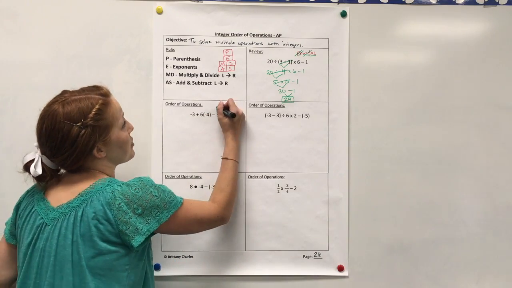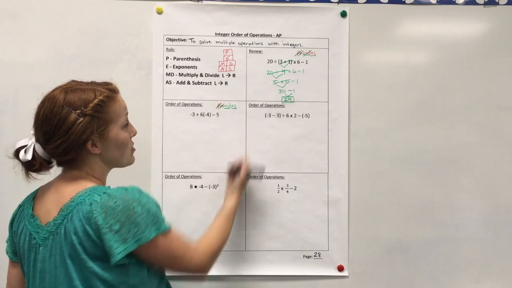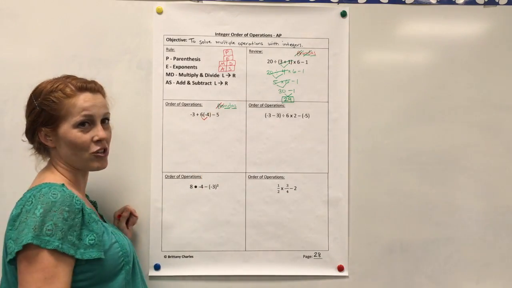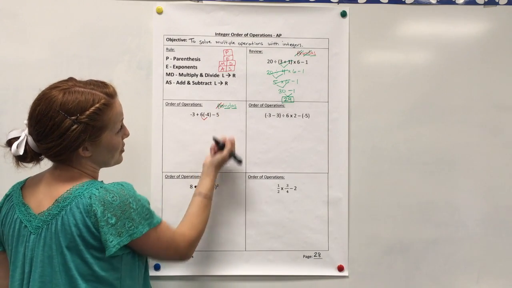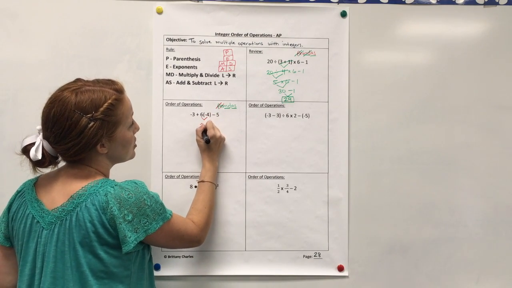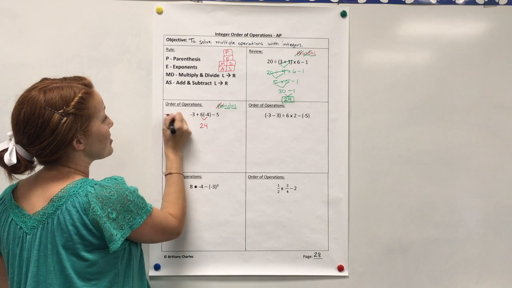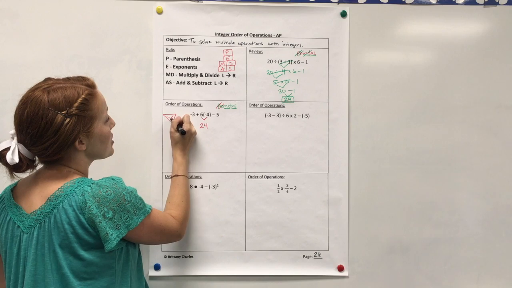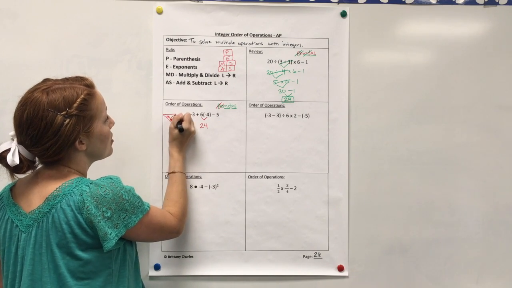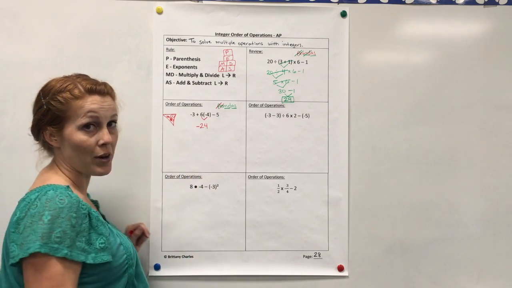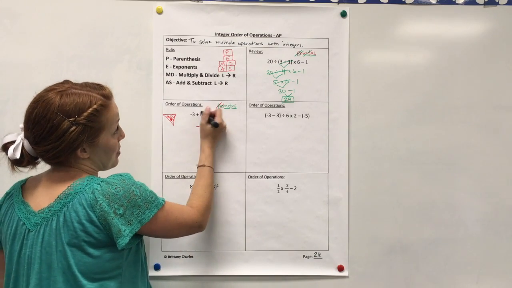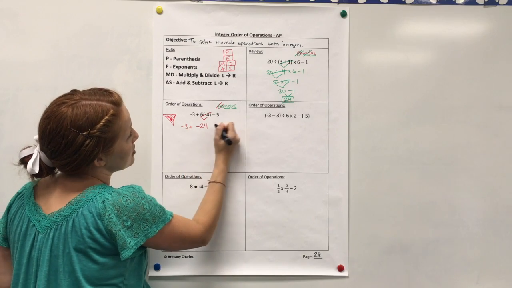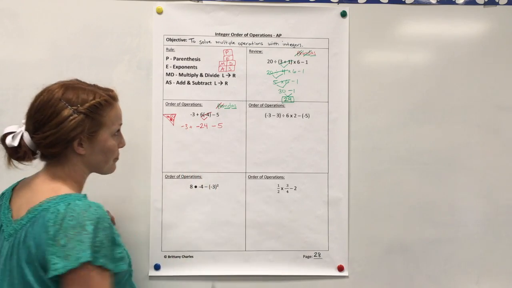Okay, so I do not have parentheses, I do not have exponents, so now I'm going to multiply or divide, which I have multiplication here. So starting off by just multiplying normal, 6 times 4 is 24. And then since I'm multiplying, I have to do mad face. I have a positive 6 and a negative 4, so that is a negative 24. Okay, then I cross that out and I bring these down, negative 3 plus, and then minus 5.